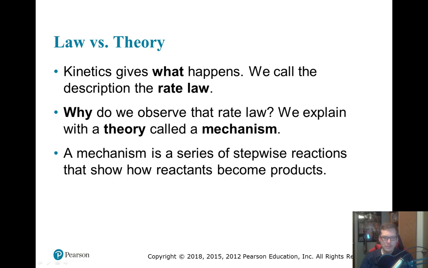Alright gang, here we go. This is for Chem 2 Unit 9. We're talking about reaction mechanisms. This is part of our kinetics unit. We're getting towards the end.